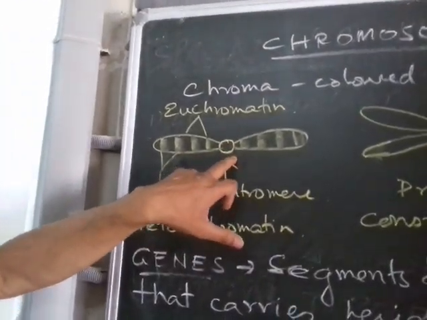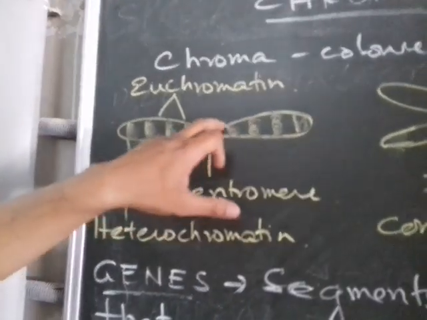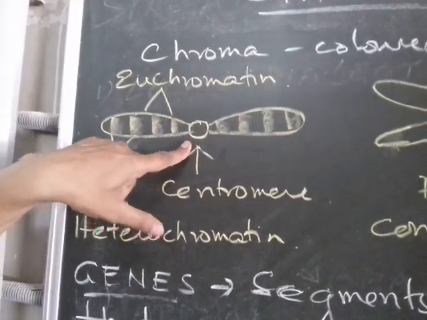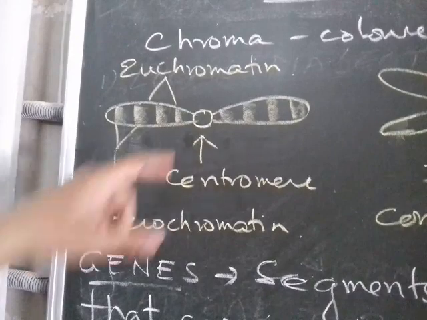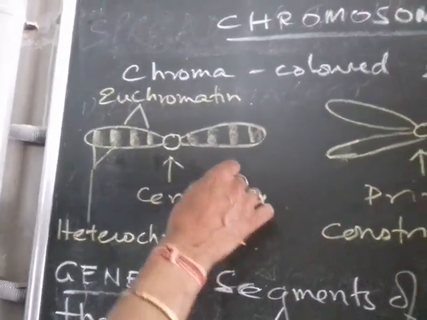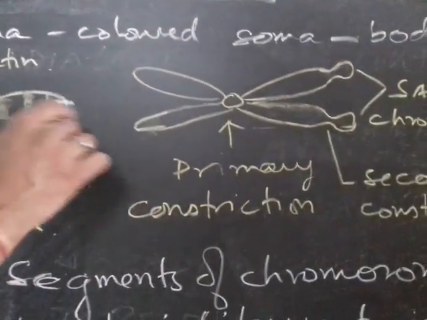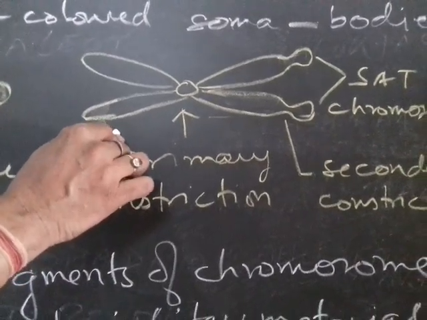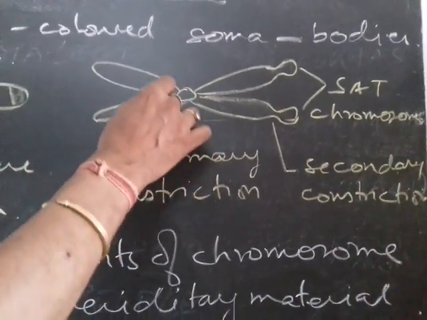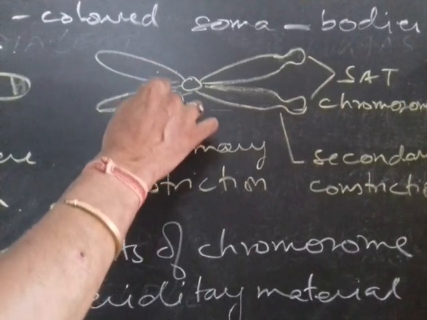And there are certain places; this region is called the primary constriction, and this particular structure is called the centromere. Now this is also a single chromosome, which has a single chromatid here. But sometimes this chromatid breaks up into sister chromatids, and you can see this is also a single chromosome but having two sister chromatids.